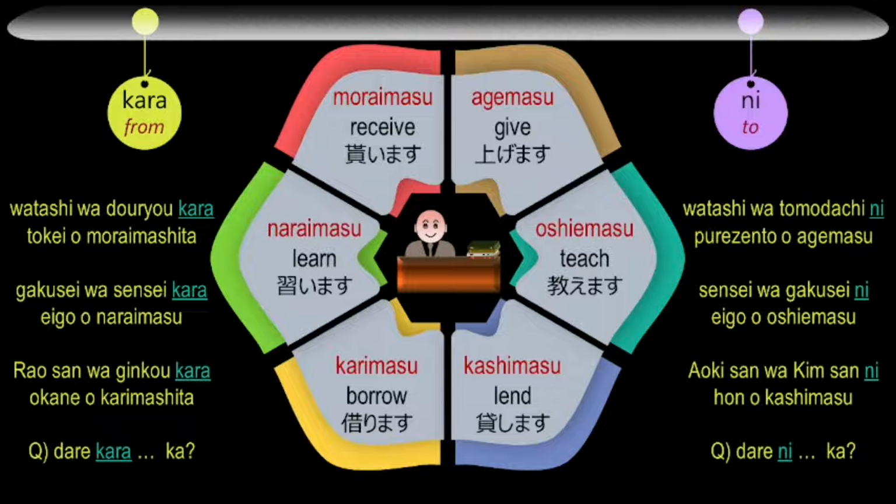Next, let us learn two adverbs which will be useful in daily conversation. The first one is mo, which means already, and the second one is mada, which means not yet. Mada indicates that a certain action or state has not been completed. Let me give you an example. Asagohan means breakfast, and tabemasu means to eat.